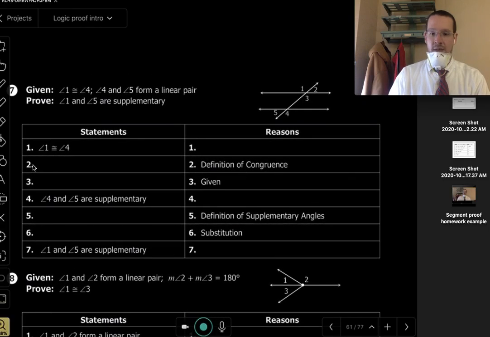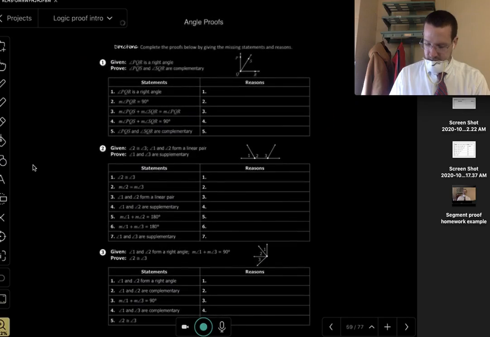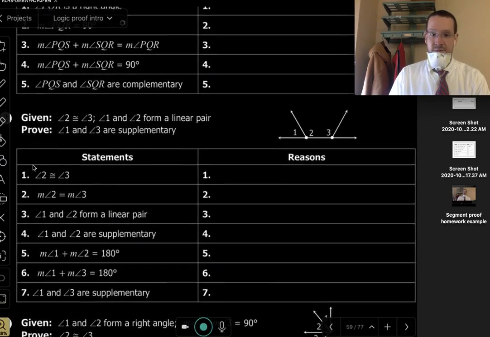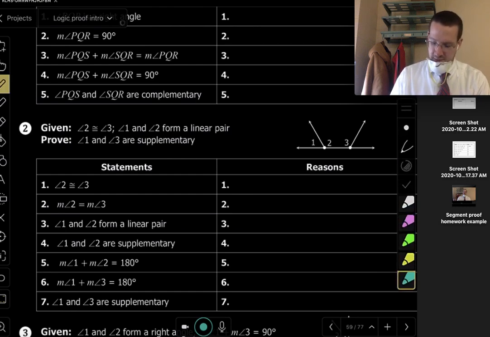So let's look at this one here, number 2. And what do we have here? Well, we have two pieces of given information. Piece number 1 is that angle 2 and angle 3 are the same. And we have that angle 1 and angle 2 form a linear pair. So we have this piece of given information and this piece of given information.